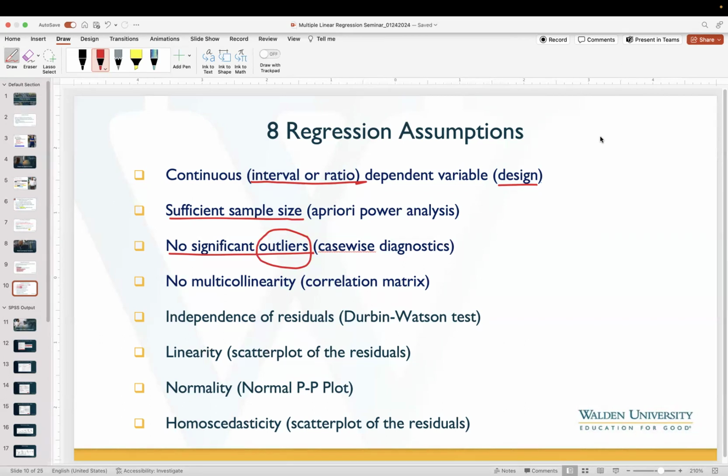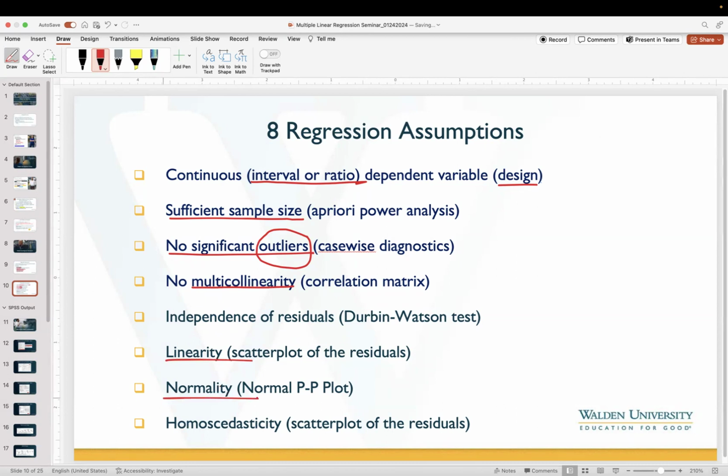So again, these are the types of things that we have to look at, and we call this preliminary data analysis. Certain things, like making sure none of the predictor variables are related to each other. That's multicollinearity. Again, we need to make sure the data is linear.